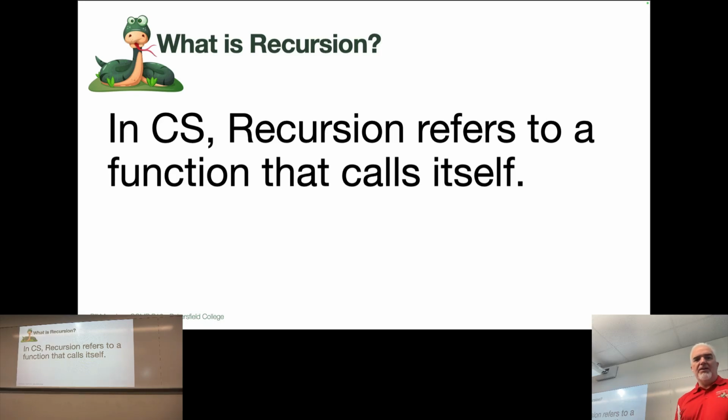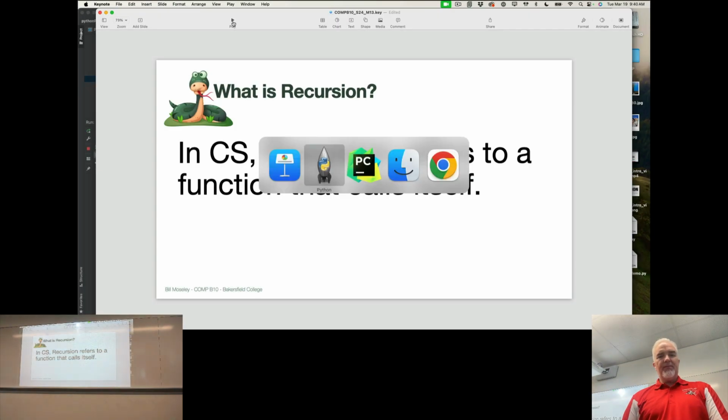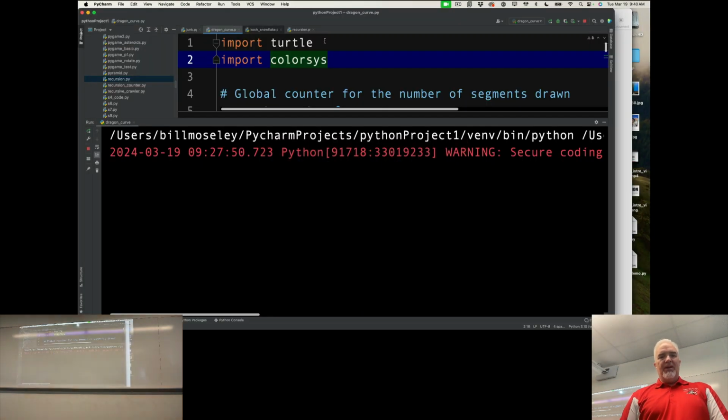So in computer science, recursion refers to a function that calls itself. Okay, so in the definition of the function is a call to that function so that it can sort of descend in this interesting loop. And I have some additional fractals.